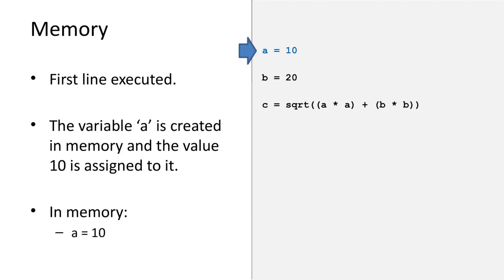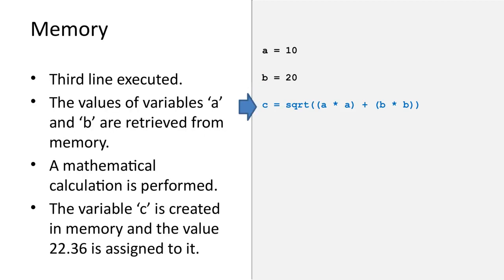Before the first line of code is executed, the memory is empty. The line of code instructs the system to create a variable in memory called a. It then assigns a value of 10 to this variable. The memory now contains a variable called a whose value is 10. The next line of code adds another variable to the memory. It creates a variable called b and assigns the value 20.